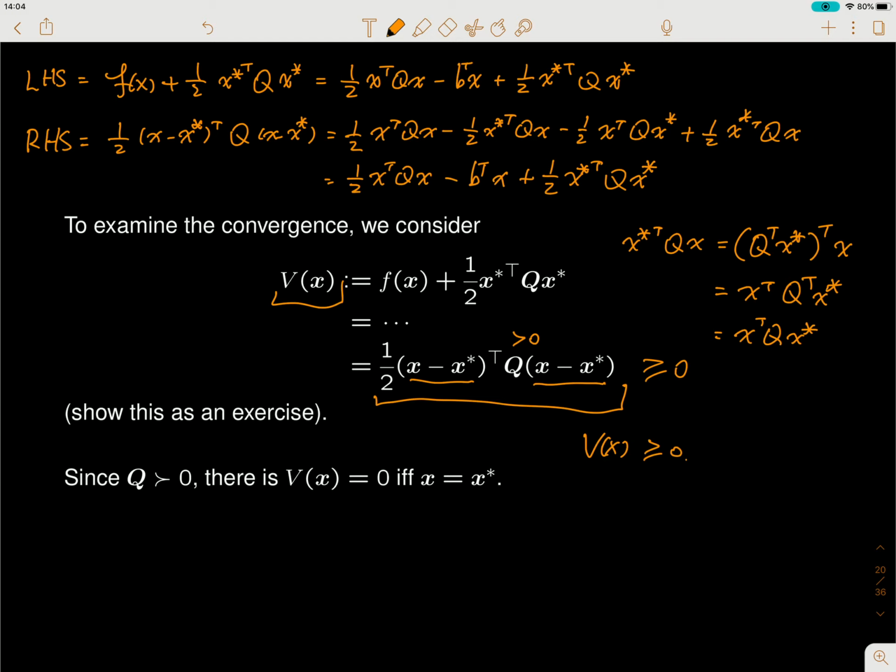Okay, so to check how fast the algorithm converges, we just need to see how fast this V(x_k) converges to 0, where this x_k is the iterate generated by the algorithm, for example, the stabilization algorithm. We just need to see how fast this one goes down to 0.